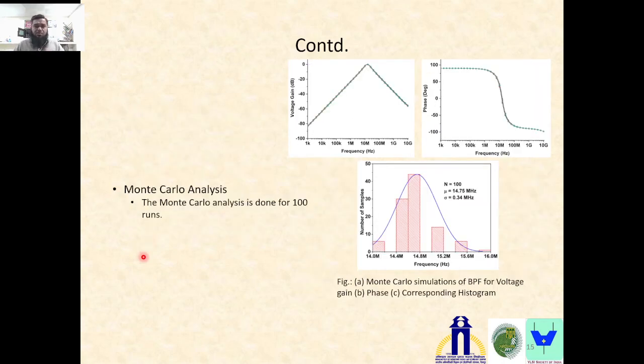These are the Monte Carlo analyses for the band pass filter. We have done 100 runs. This is the voltage gain of the band pass, this is the phase response for the band pass, and this is the histogram. Here we can see that 14.79 megahertz is the standard value, and what we have achieved is a mean of 14.75. It is very close to the value, and the variation is also very low, that is 0.34 megahertz.